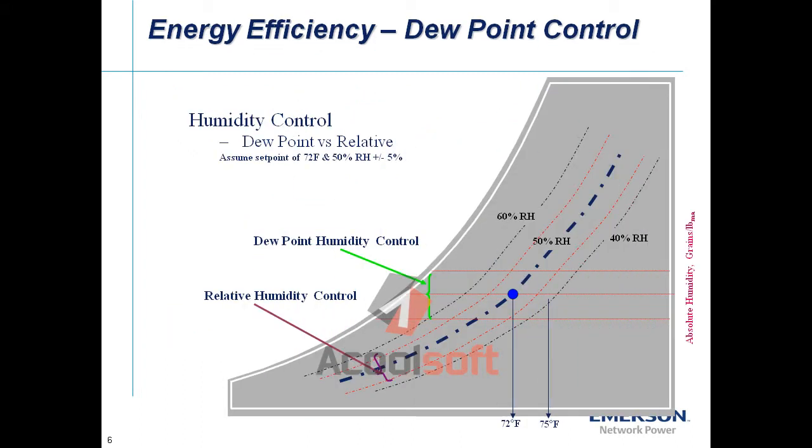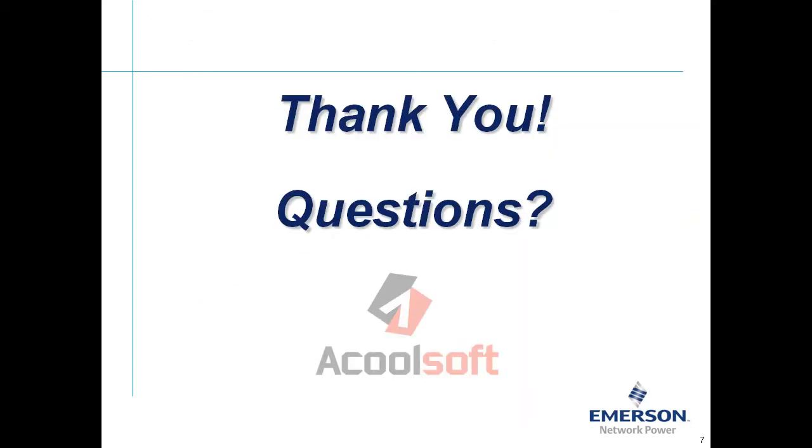So looking at it a little bit closer, if you're familiar with the psychrometric chart, here's basically how the dew point control changes versus the relative humidity control as the dry bulb changes. So even a 3-degree change in dry bulb could actuate your humidifier based on your relative humidity controls.